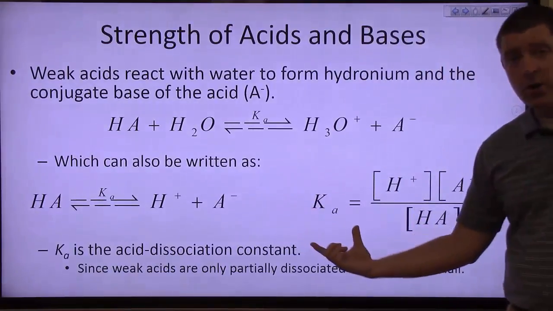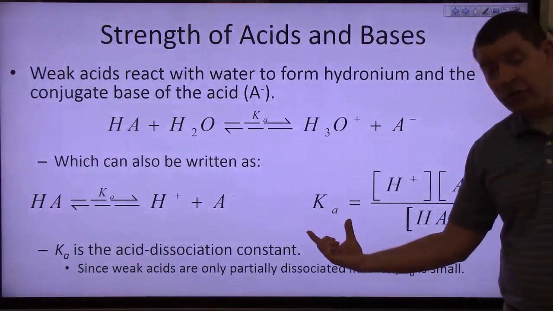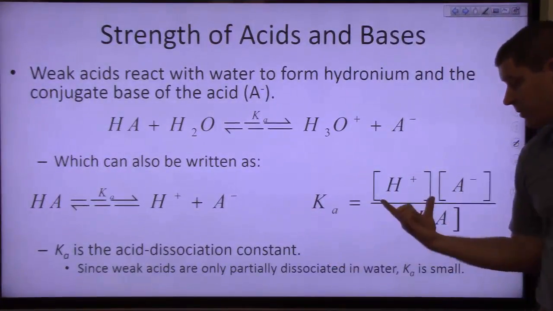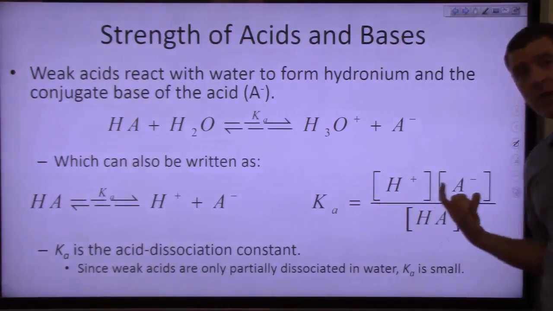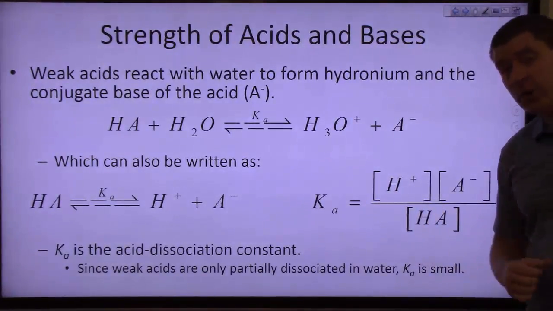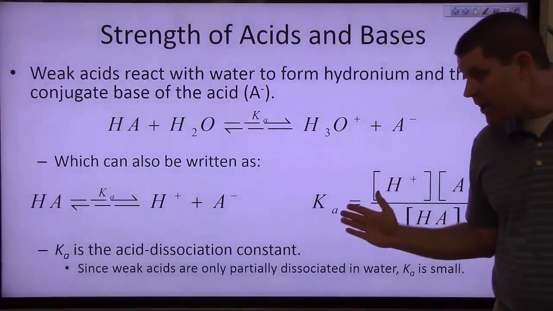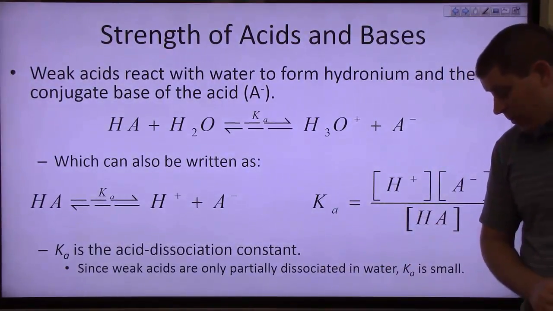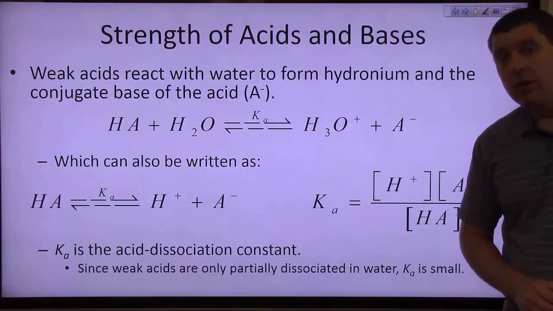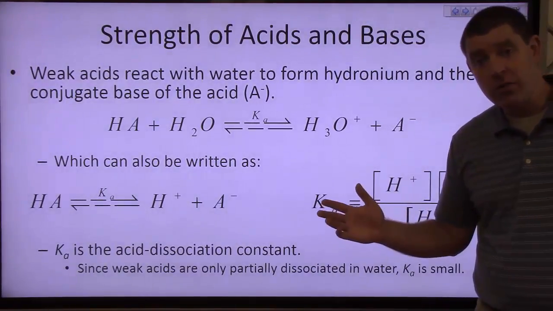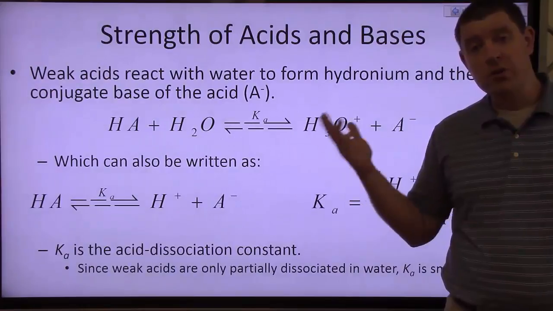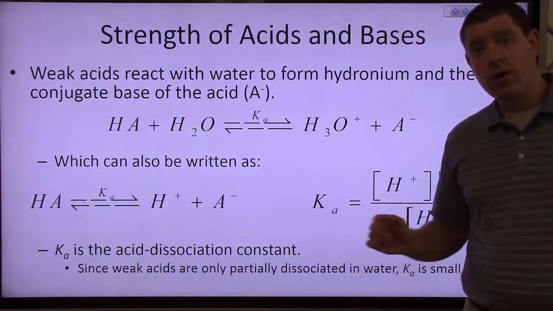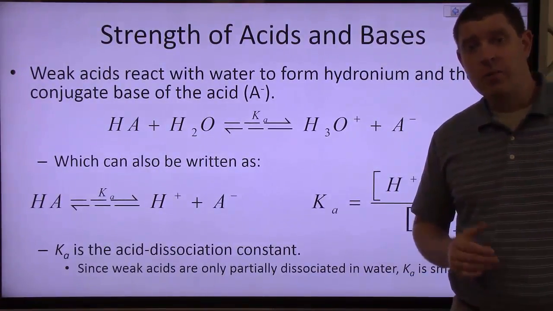side. And then the value of our equilibrium constant, our acid dissociation constant, Ka, is equal to the concentration of H+ times the concentration of A- divided by the concentration of HA. So again, this Ka is our acid dissociation constant, and since weak acids are only partially dissociated in water, that means the Ka must be small. The Ka for a strong acid would be very large, something much, much larger than 1, but a Ka for a weak acid is by definition something less than 1.